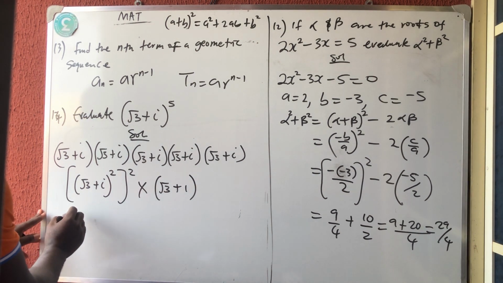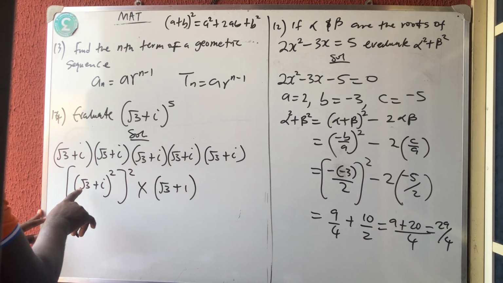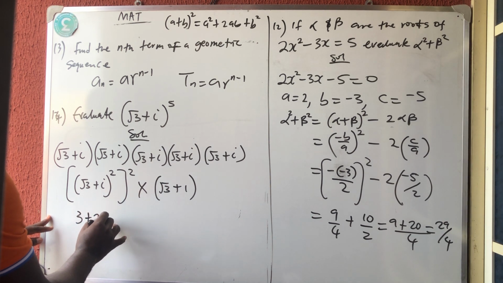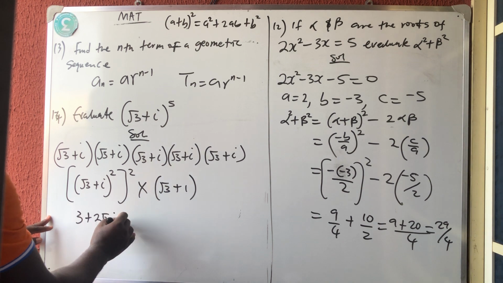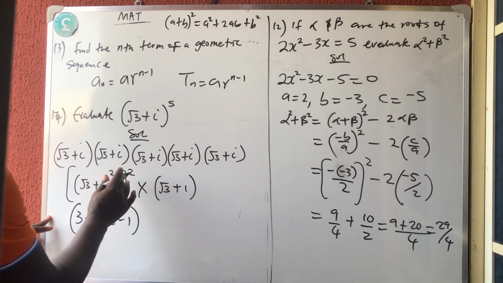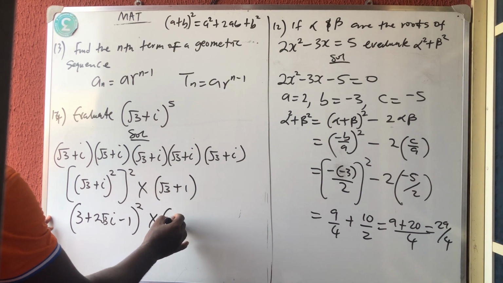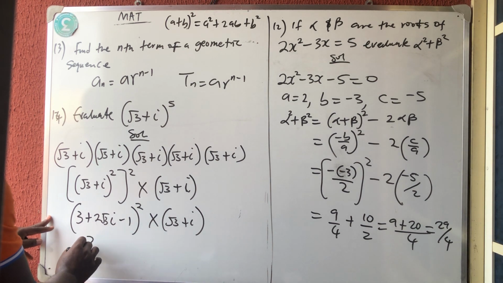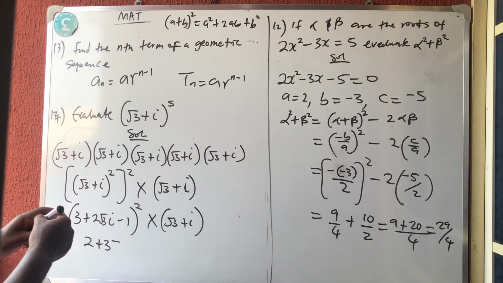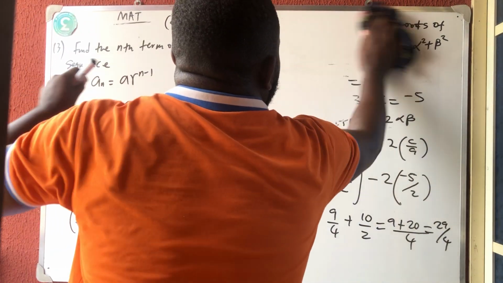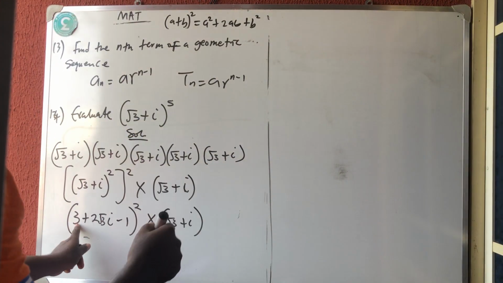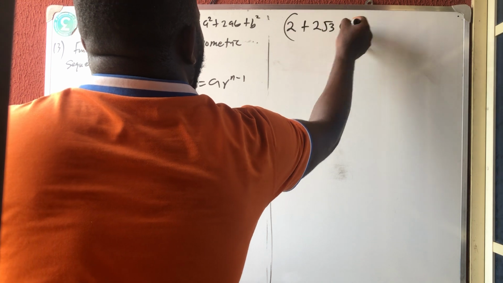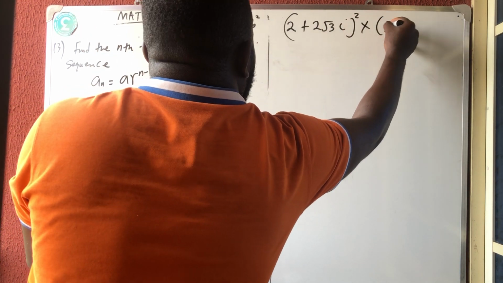So square the first one, I'm having 3. Multiply the first one and the second one, I have root 3i, double it, I have 2 root 3i. Then square the last one, i squared is minus 1. So I have cleared the first square; let me put my second square, then times root 3 plus i. So this and this will give me 2. Let me write it here so that you can see it very well. This minus this will give me 2, so I'm left with 2 plus 2 root 3i all squared times root 3 plus i.